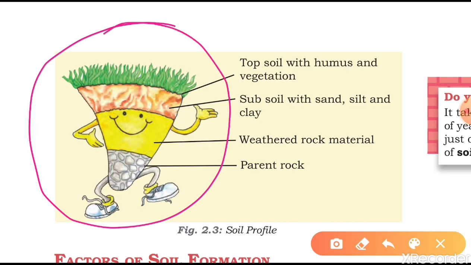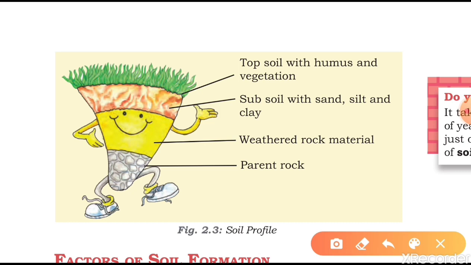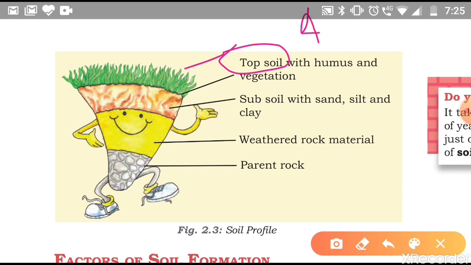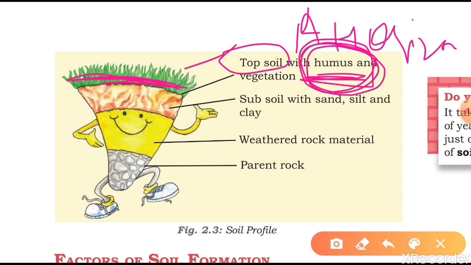This is the diagram of soil profile. What is soil profile? Soil profile is nothing but the four layers of soil which are divided horizontally in the land. So the first is the topsoil. This topsoil is also called A horizon. A horizon or the topsoil is the most fertile soil. It contains humus. What is humus? Humus is the dead and decaying matter which makes the soil fertile, right?